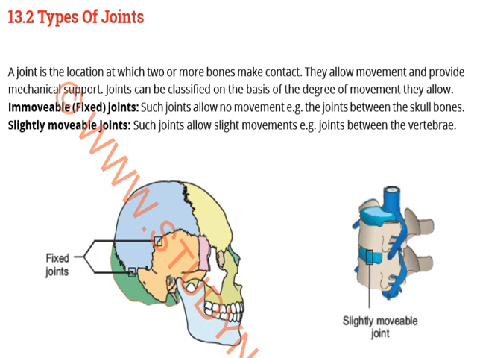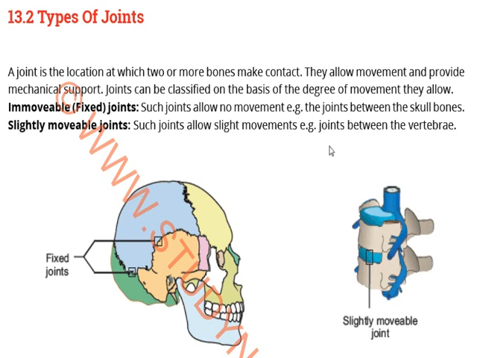This is the continuation of your chapter, which was support and movement. So a joint actually is a location where two or more bones meet, and they are designed to provide support and movement, and mechanical support also. According to the degree of movement, they are divided into different types.